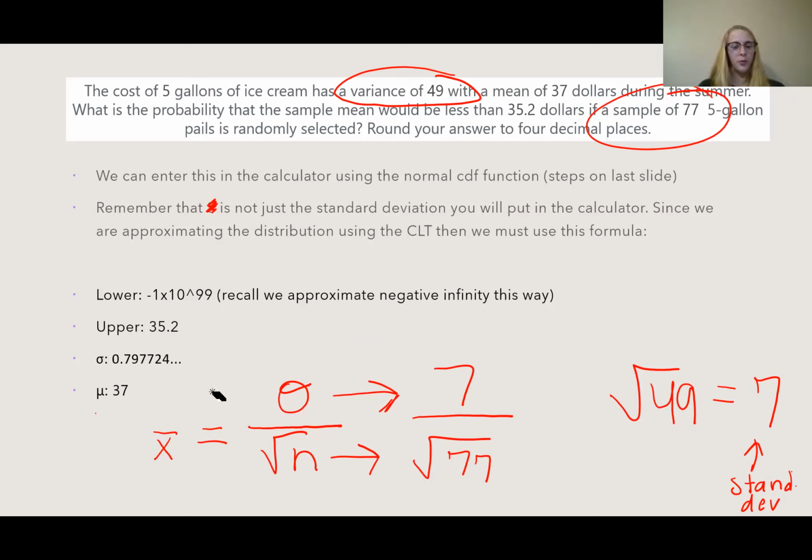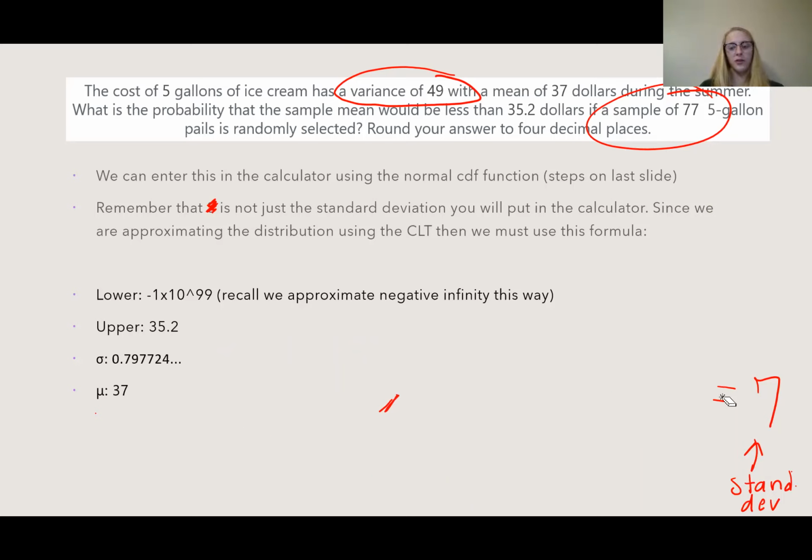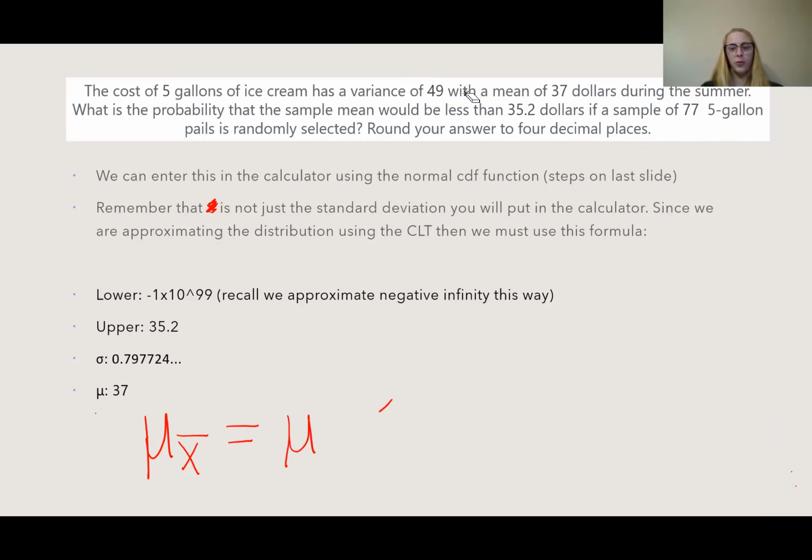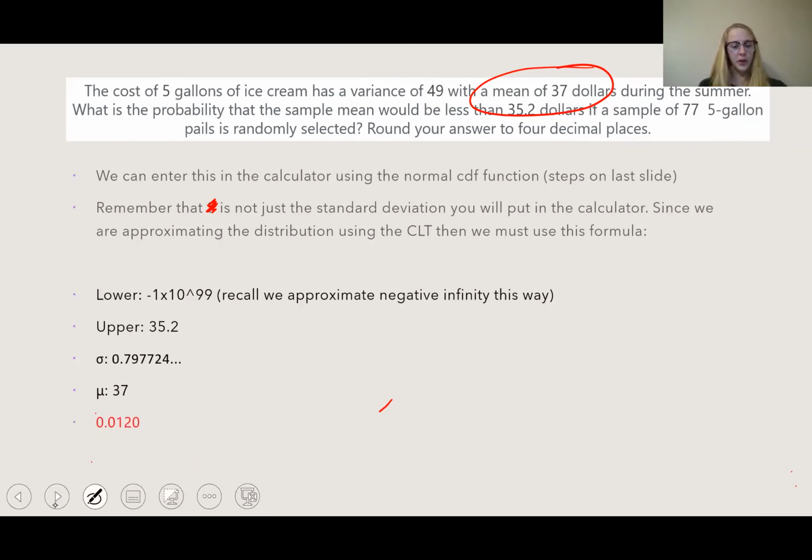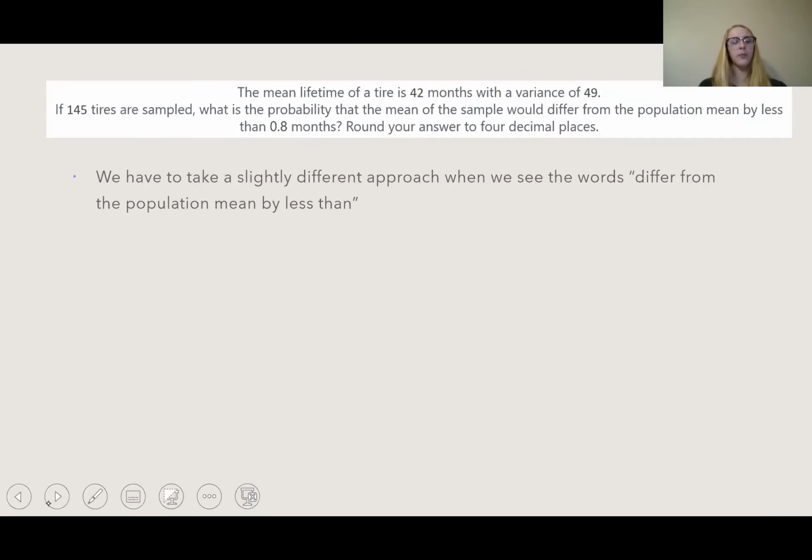And then finally, we need to go over how to get the mean. Remember, we do not have to do a crazy formula for the mean. We can just plug the mean straight in because the mean of the sample is equal to the mean of the population. So in this problem, we're told that the mean is 37, which is why I put 37 right there, and that is what you plug in to your mean. If you plug those in your calculator, you should get 0.0120, and that should be your final answer. All right, let's move on.